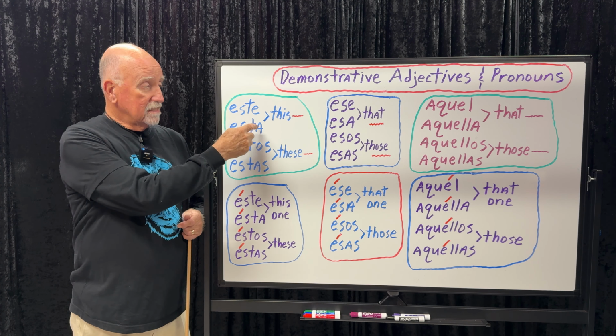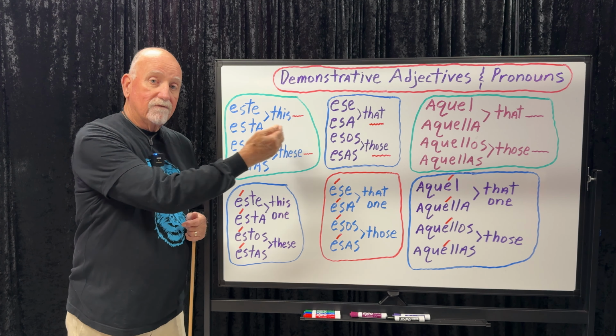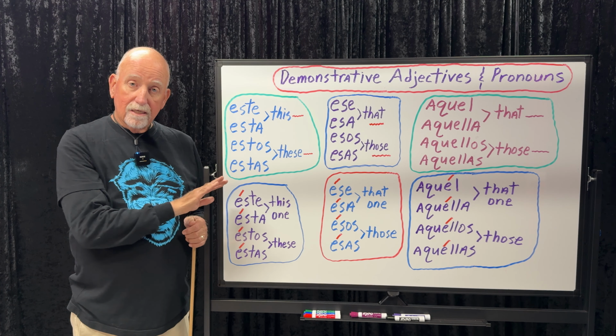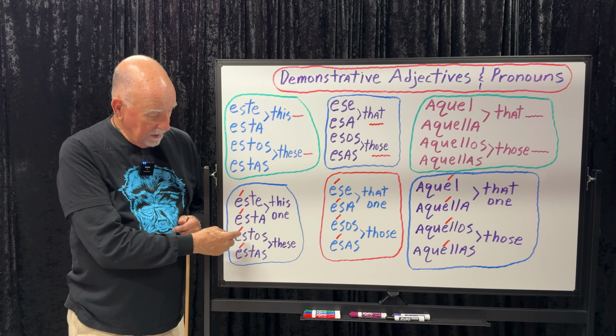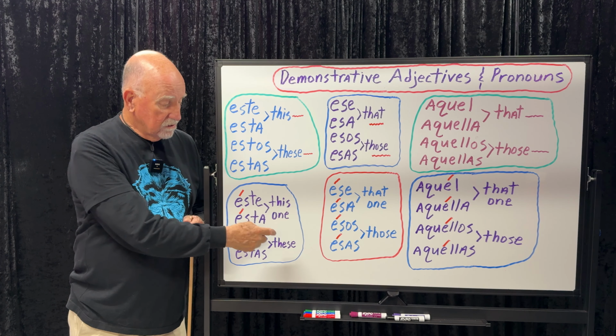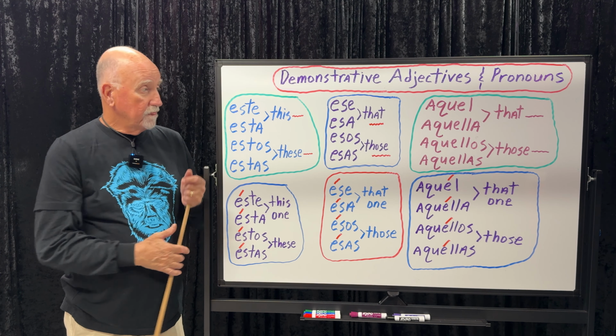Este and esta is this followed by a noun. Estos and estas, these followed by a noun. Este and esta mean this one, not followed by a noun. Estos and estas, yes, it means the same as these, but there's no noun following, and therefore you have to have an accent mark in written form.